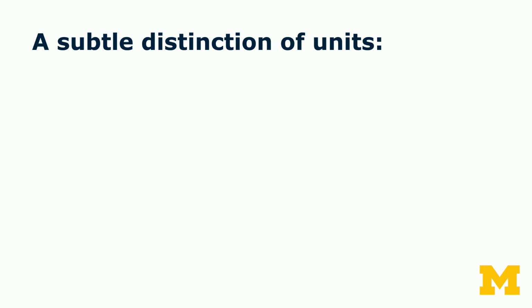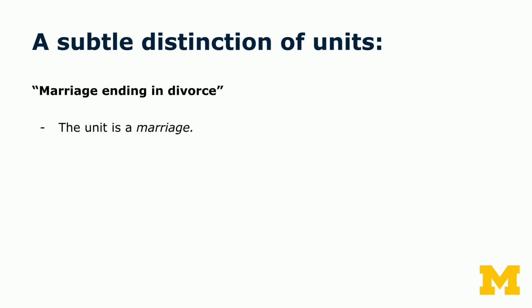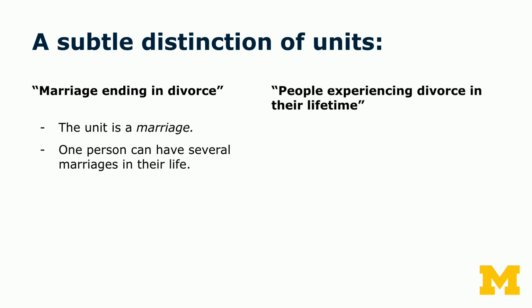There's a really subtle distinction here that can be made. One way that we could think about marriages is just any marriage ending in divorce. The unit is a marriage. But one person could have several marriages throughout their life. On the other hand, we could be measuring people experiencing divorce in their lifetime. The unit is a person, not a marriage. And so that means that actually, you either do or you don't experience divorce in your lifetime. You will either have experienced it or not, no matter how many marriages or non-marriages you've had.